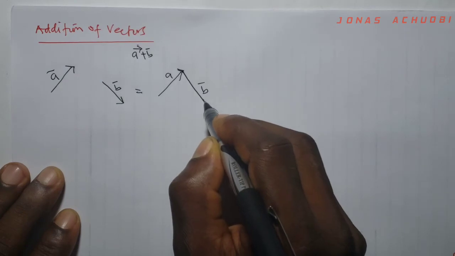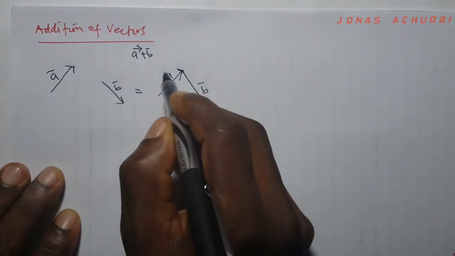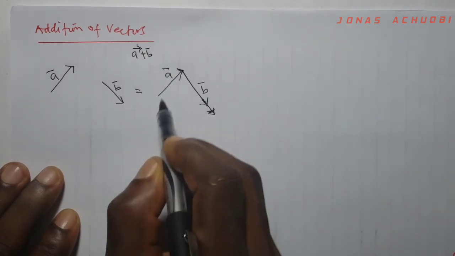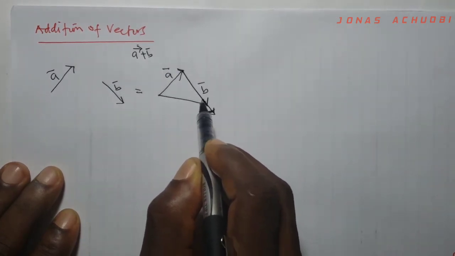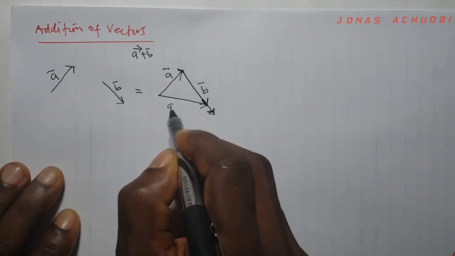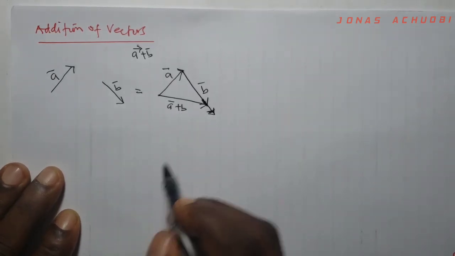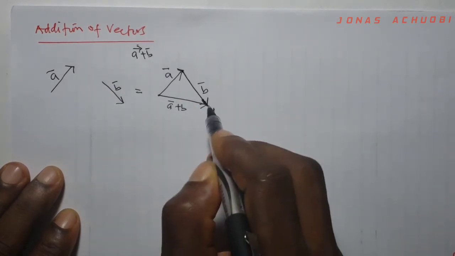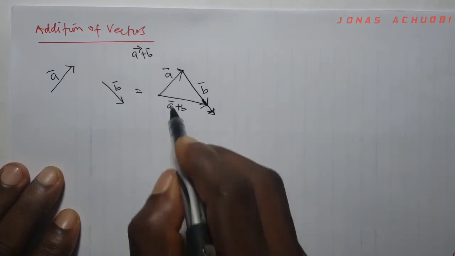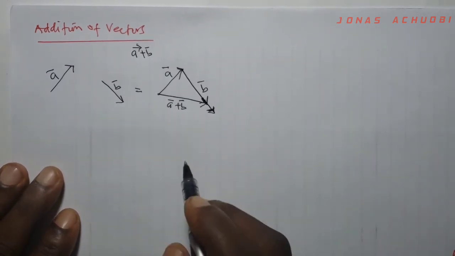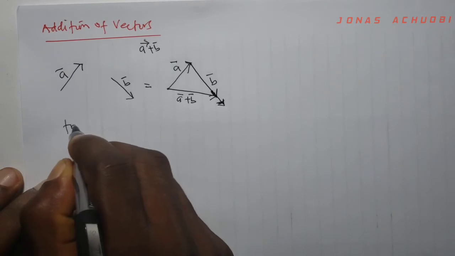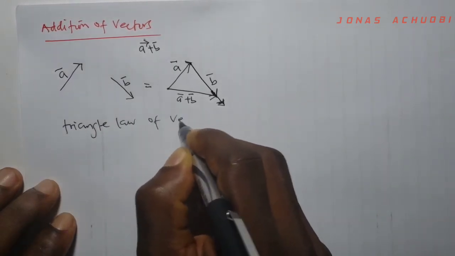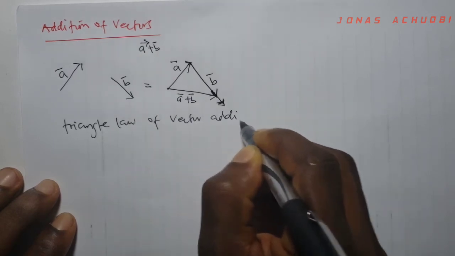If that is vector B, then vector A plus B will be the vector whose initial point is at vector A and terminal point is at vector B. So this is vector A plus B. We call this vector A plus B, and this is what we call the triangle law of vector addition.